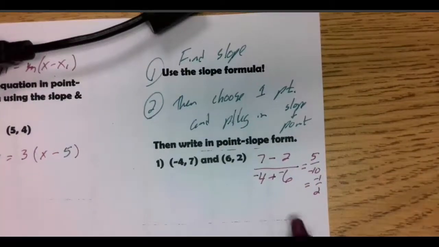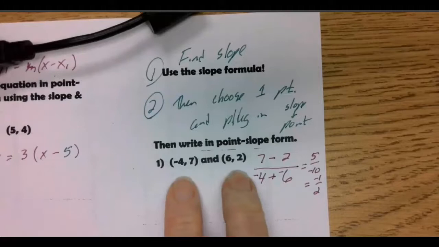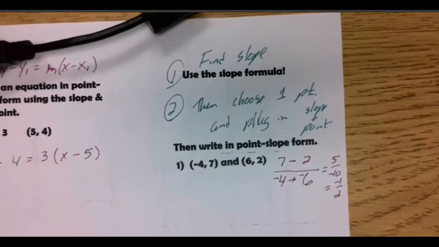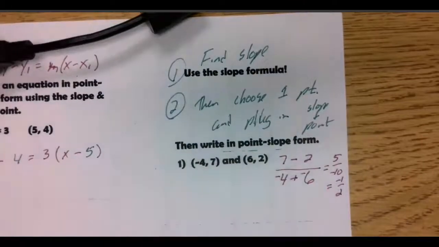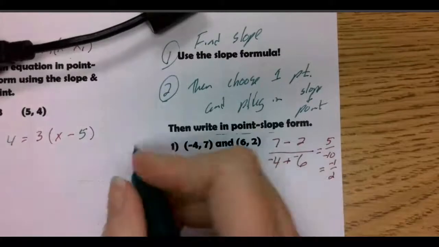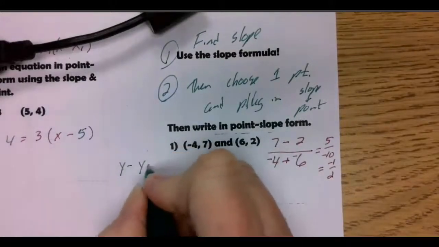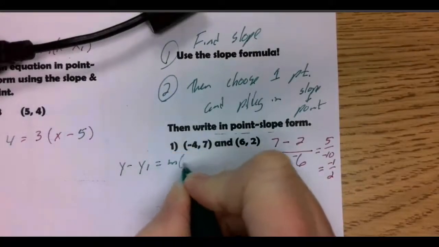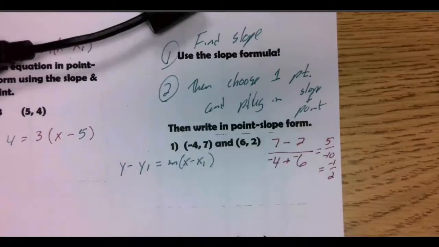Okay, there's my slope. Now, does it matter which point I pick? No. But let's look at it and think about it for a second. When I look at the formula for point slope form, I'm going to write that down. One of the reasons I write it down is because every time I write it down, my brain is going to remember it better. So I have y minus y sub 1 is equal to slope times x minus x sub 1. Okay, and we're going to plug that information in.